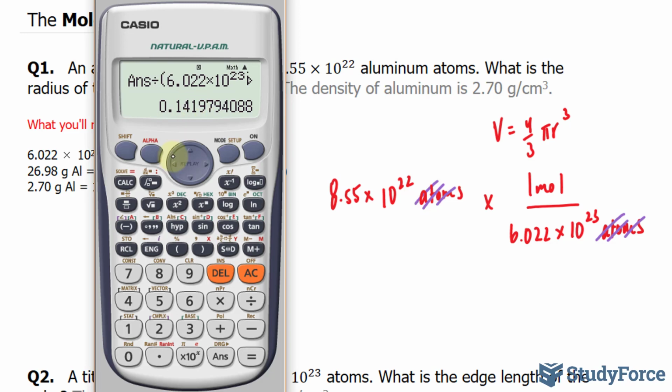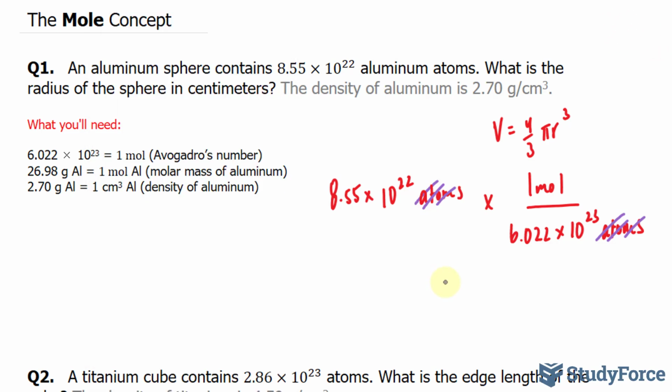However, I will continue writing up until this 7, because if I round to 3 significant figures now, I'll be introducing potential rounding errors later on, since there are more calculations to be made. I'll write down 0.14197, and everything after this 1 is insignificant. So this is the amount of moles so far.